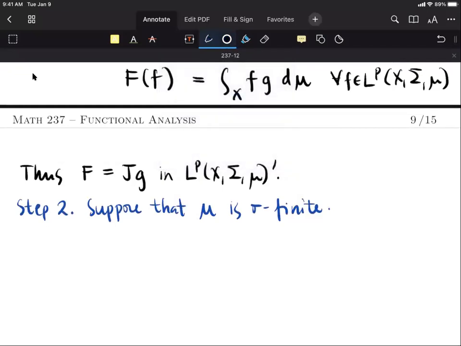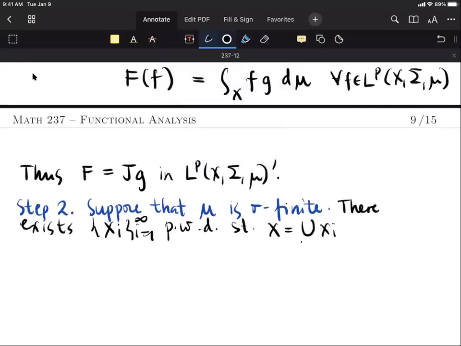And from this assumption, there exists, let's say, a sequence of pairwise disjoint sets such that X is the union. In other words, X can be partitioned into countable sets, a countable union of sets, wherein each of them has finite measure.